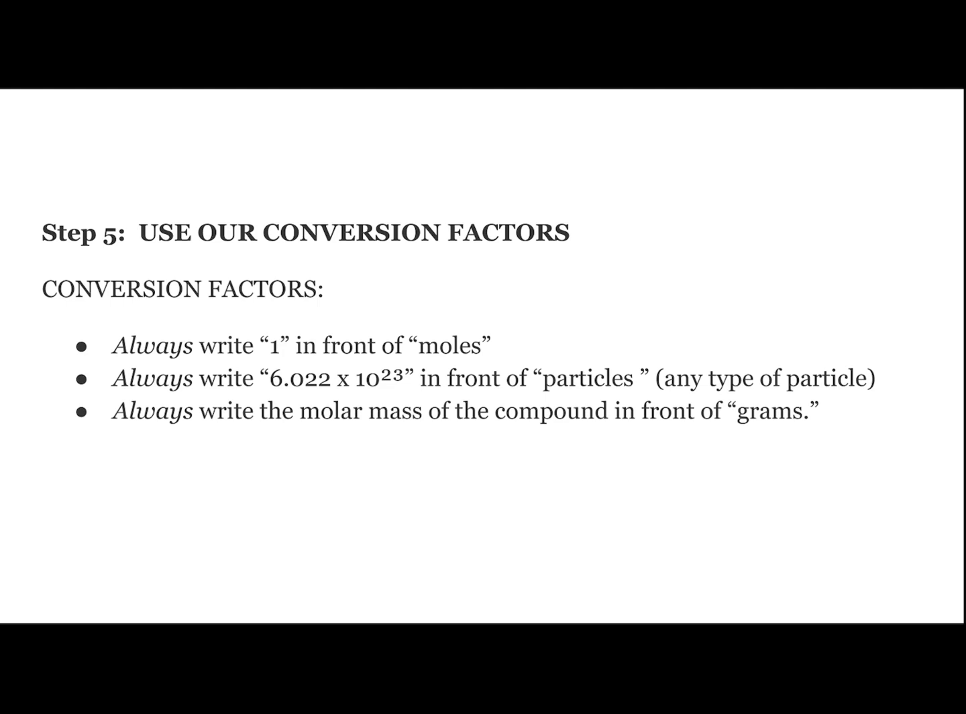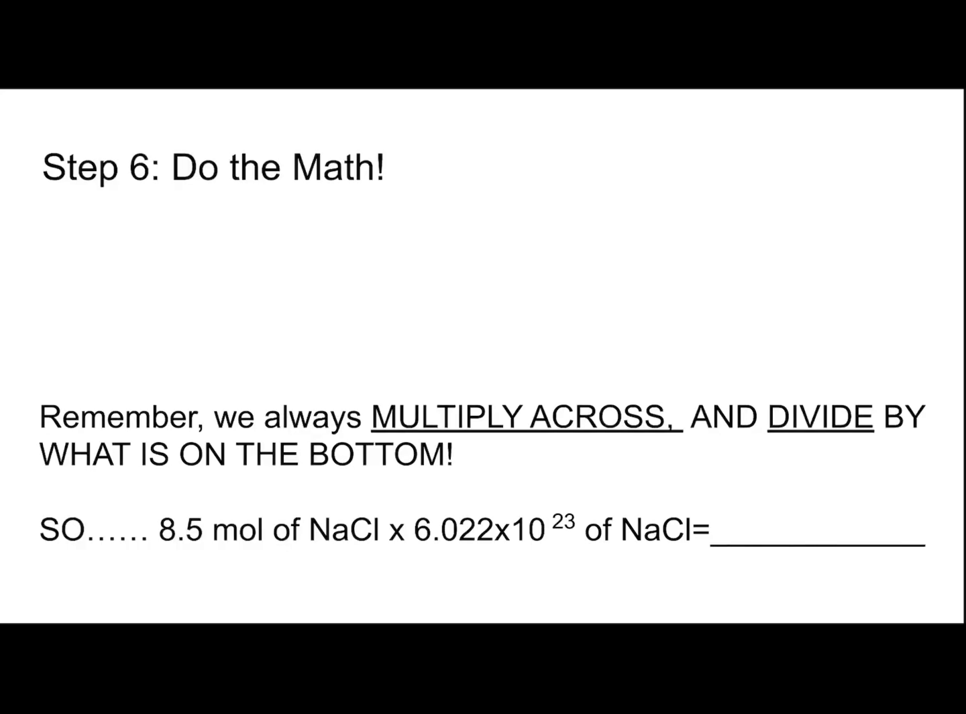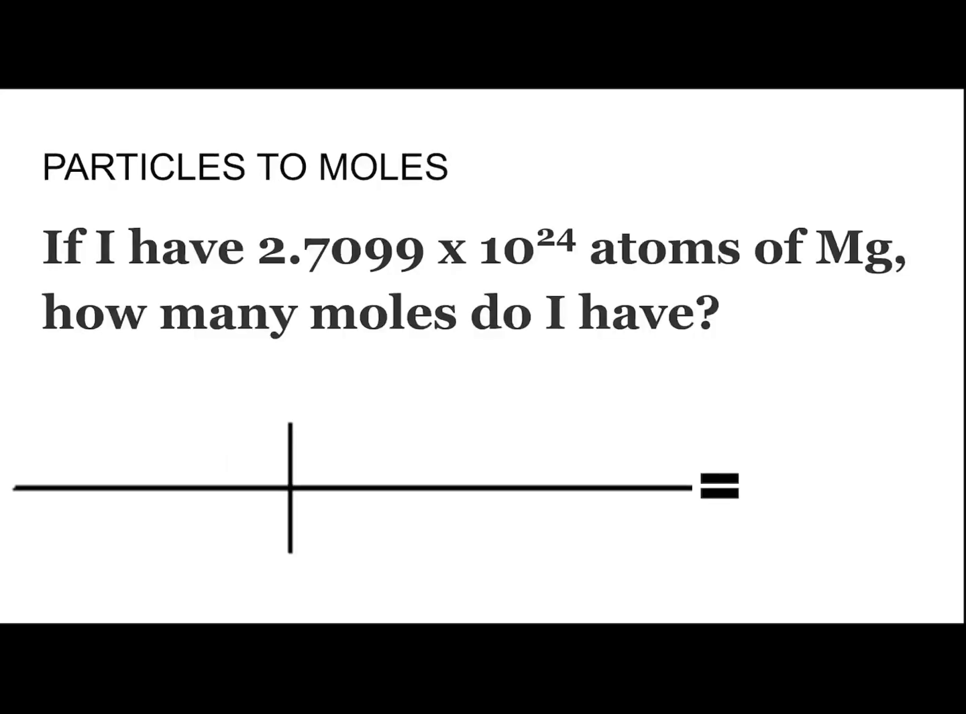Okay, don't forget about your conversion factors. Always write a 1 in front of moles, always write Avogadro's number in front of any type of particle, and always write the molar mass in front of grams. So looking back at ours, we can put Avogadro's number up here. We can put 1 before the mole, and then we're ready to do our math. So since both of these are side by side, we're going to multiply. You're always multiplying across the top and dividing by what's on the bottom. So when you multiply, you should get this number, 5.119 times 10 to the 24th, formula units.